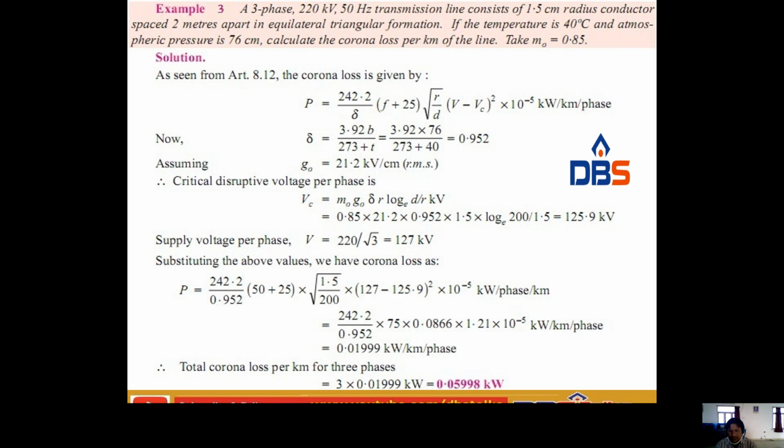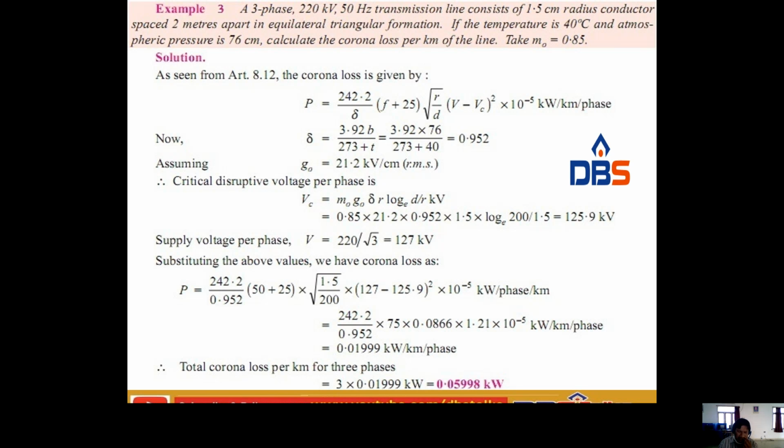In this problem, this is also a 3-phase 220 kV line, 50 Hz frequency, and consists of 1.5 centimeter radius conductors. They have given the radius r is equal to 1.5 centimeter directly, and the spacing is also given as 2 meters, that is nothing but 200 centimeters. The temperature is 40 degrees centigrade, pressure is 76 cm of Hg. Calculate the corona loss per kilometer. Take m0 is equal to 0.85.